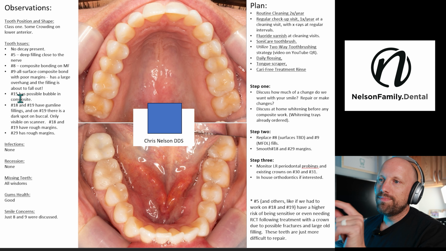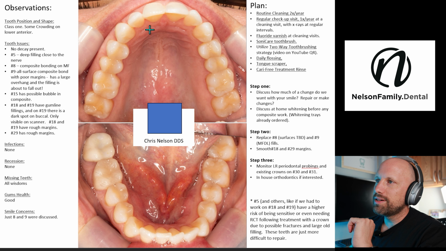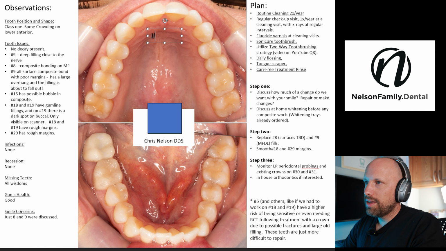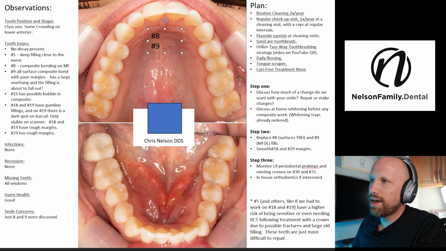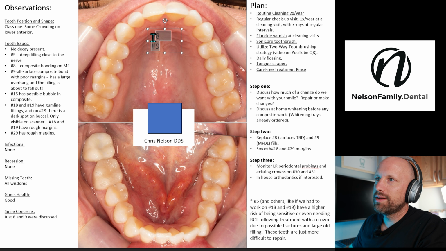So tooth number 15 has a possible bubble in the composite. Let's add the teeth numbers here. 8, number 9. Usually we have the teeth numbers added already, but we're going to do this live so you can see the behind the scenes. And let's just go like that. All right, anyways, tooth number 15 over here has a possible bubble in the composite.